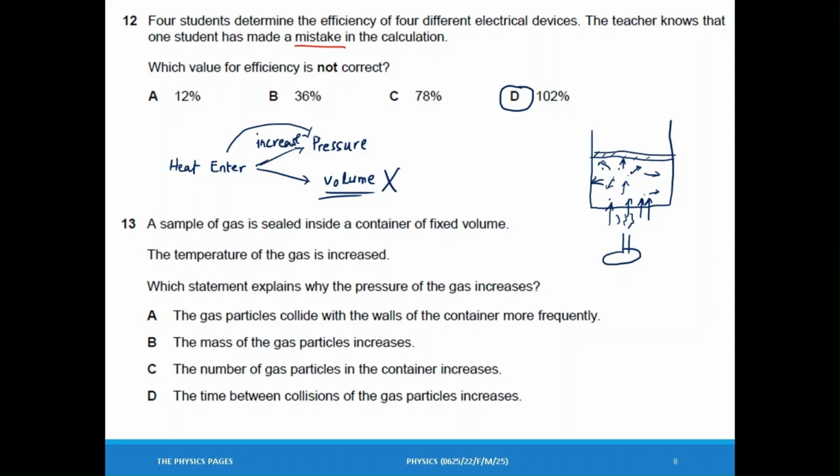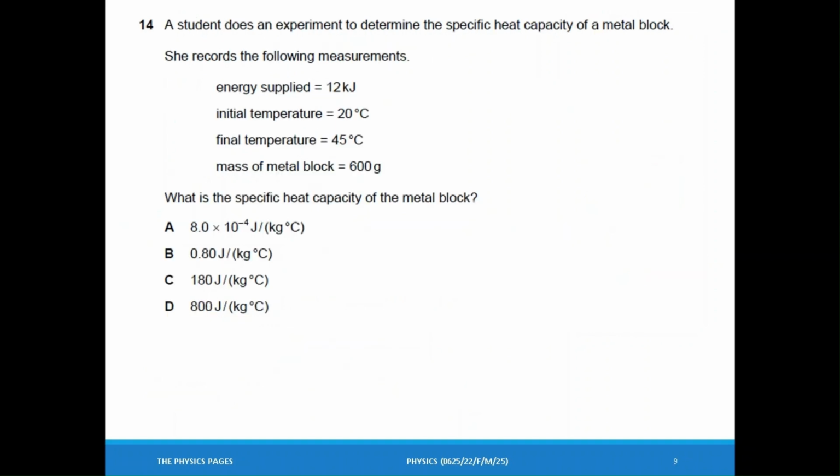So the best answer for this is that the gas particles collide with the walls of the container more frequently, to increase the pressure. That's option A. Question number 14 is also related to heat. It's about specific heat capacity. Usually, specific heat capacity is denoted by C, and its unit is joule per kilogram per Celsius.